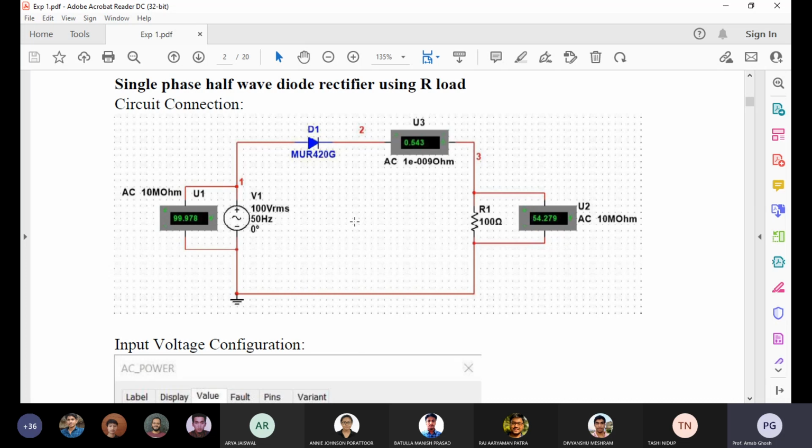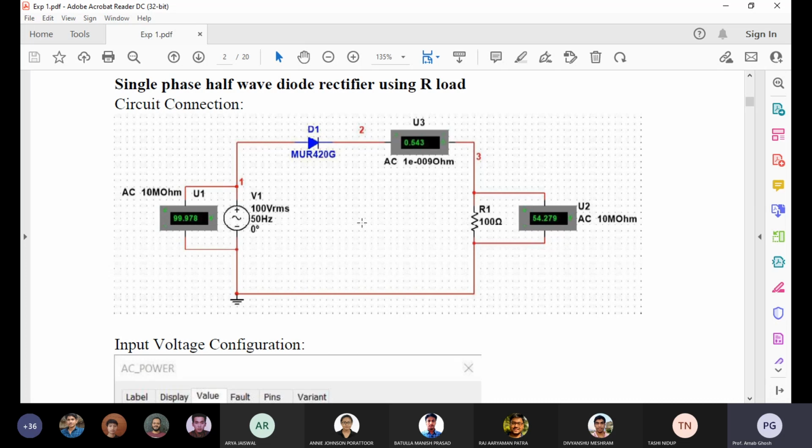Your second column is load resistance. Then the third column is your power input, the input power. What power are you given? RMS power, P in RMS. You can easily get P in RMS from there.